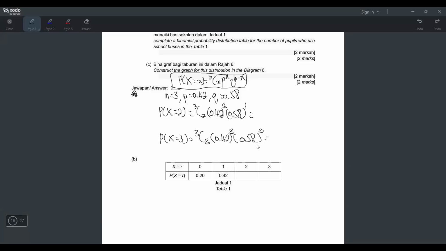Okay, let me press. Wait for me. 3 times 0.42 power 2 times 0.58. My calculator gives me 0. There are a lot of decimal places. I will write 2 decimal places.